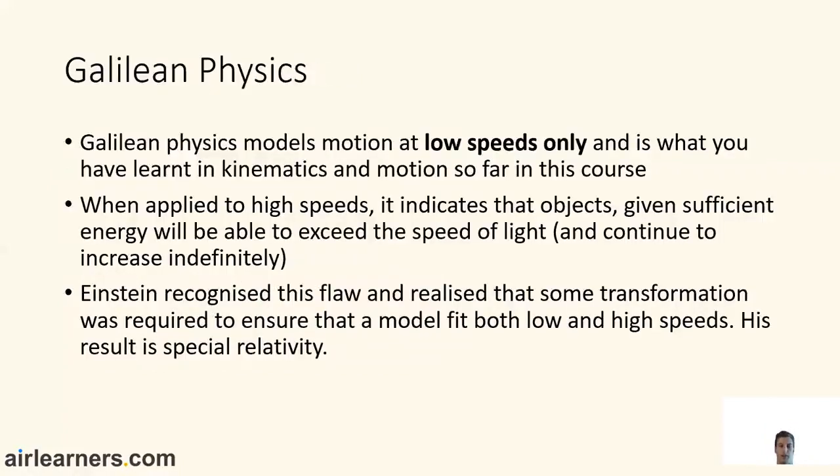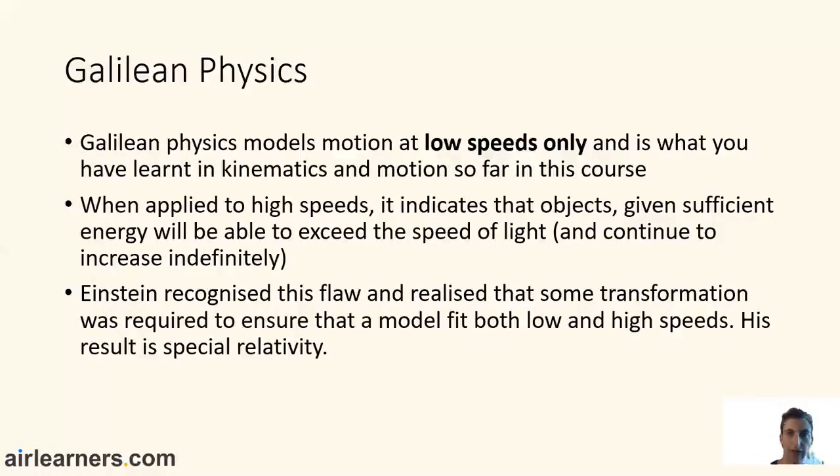Now we move on to something that isn't Einstein. So Galileo had some ideas about physics, and his models of motion work at low speeds only. And that's what you've learned in kinematics and motion so far in this course. So all the Newtonian mechanics is derived, combines with Galilean physics, and that stuff works really well. It only works well at low speeds where relativistic speeds aren't reached.